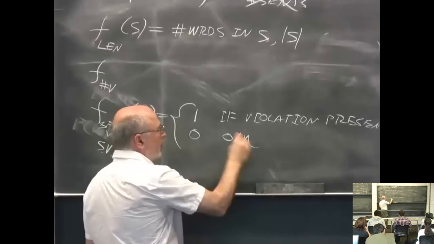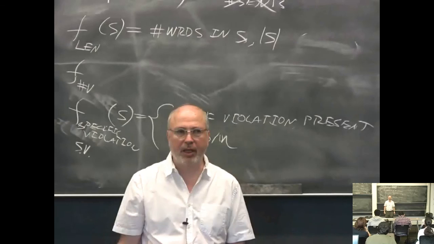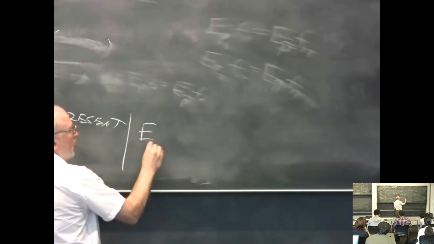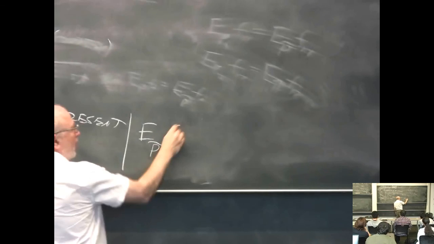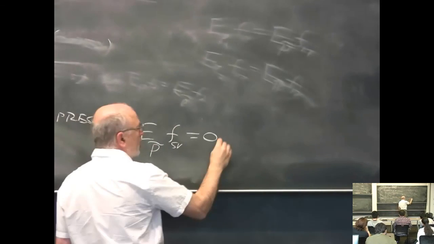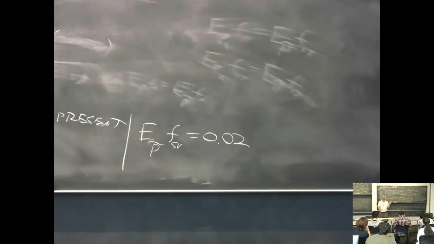You can then calculate the expected value of this feature in your training data. Expected value in your training data, in p-twiddle, of the feature, specific violation, we said was 0.02. We said only 2% of sentences have that. You evaluate this feature on every one of your sentences in your training data, evaluate whether it's 1 or 0, divide by the number of sentences, and you have your target. This is your target.